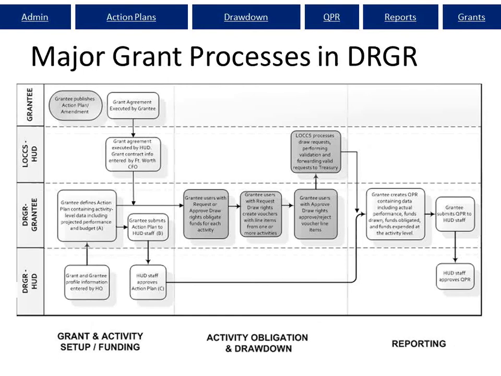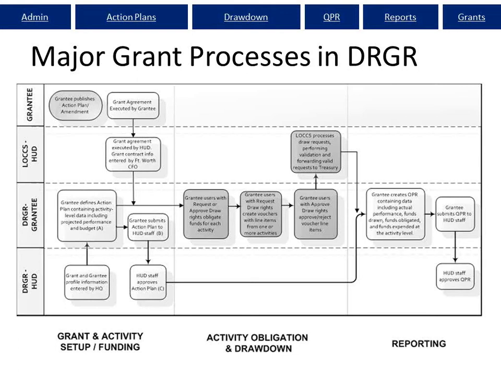So real quick, the general process in DRGR is, again, what happens when you sign a grant agreement, it's going to go to Fort Worth. They actually put data information into PASS and LOCCS, the financial disbursement systems. It generates profiles of grantees and grants for us in DRGR. We set up accounts associated with those grantee profiles. And then again, you're setting up action plans.